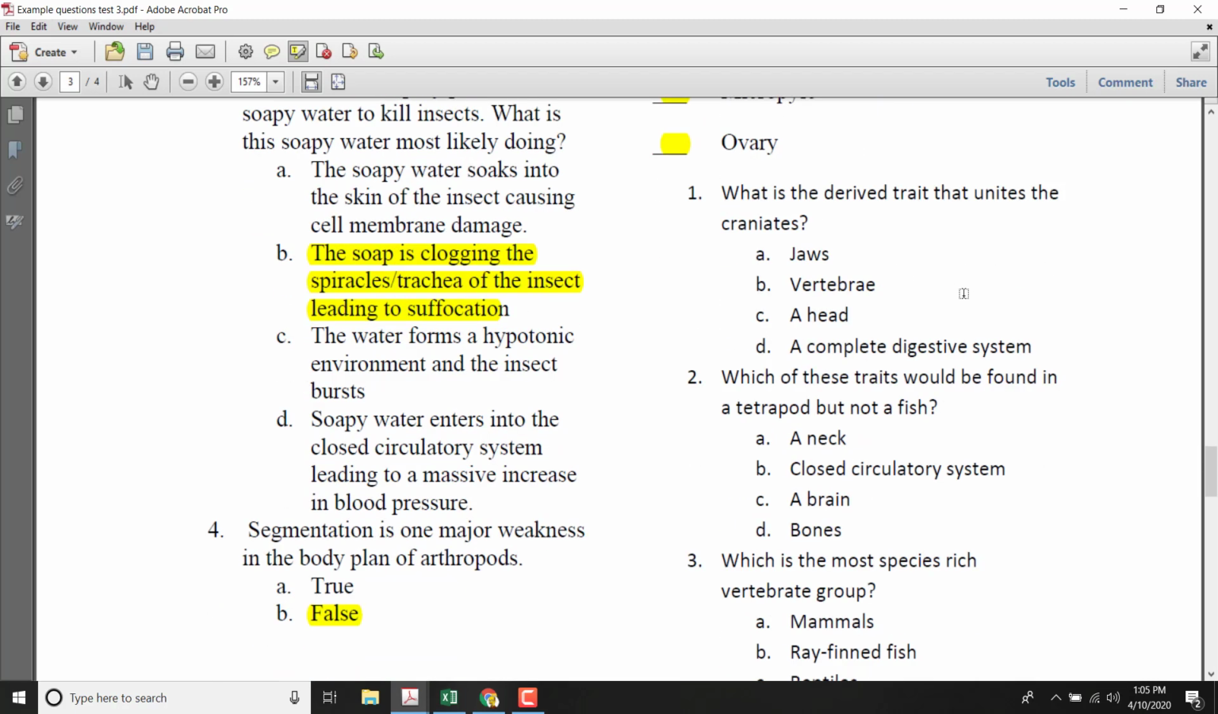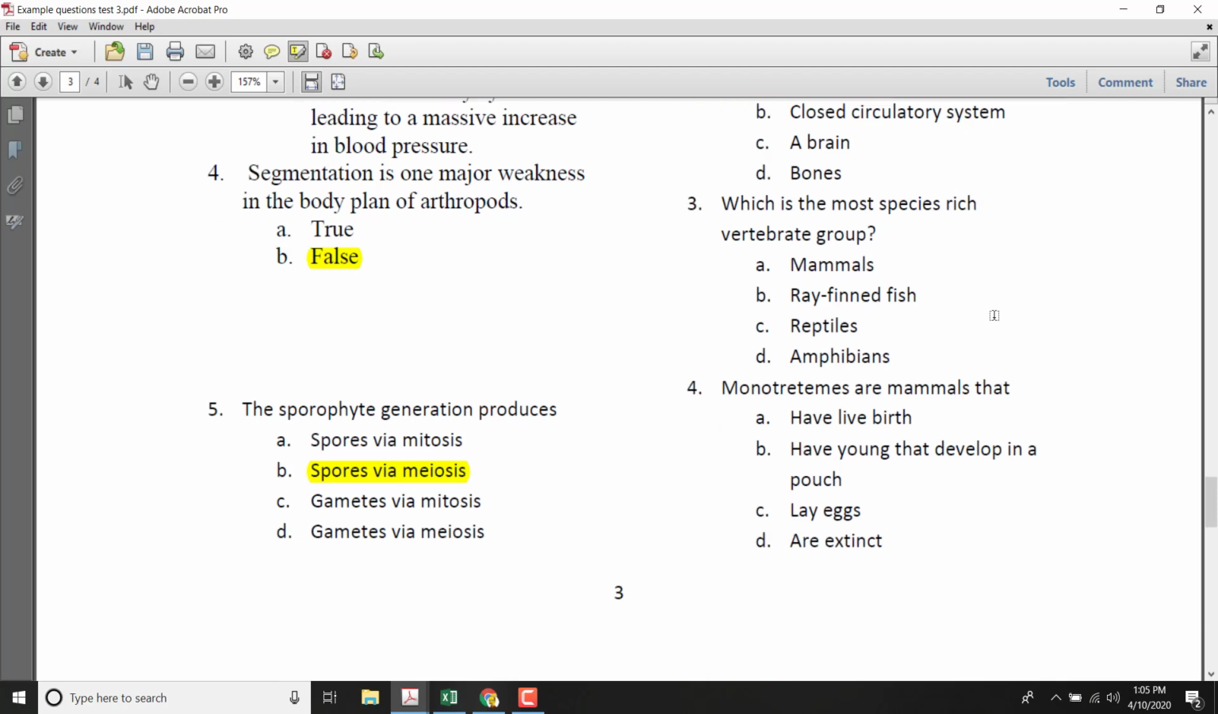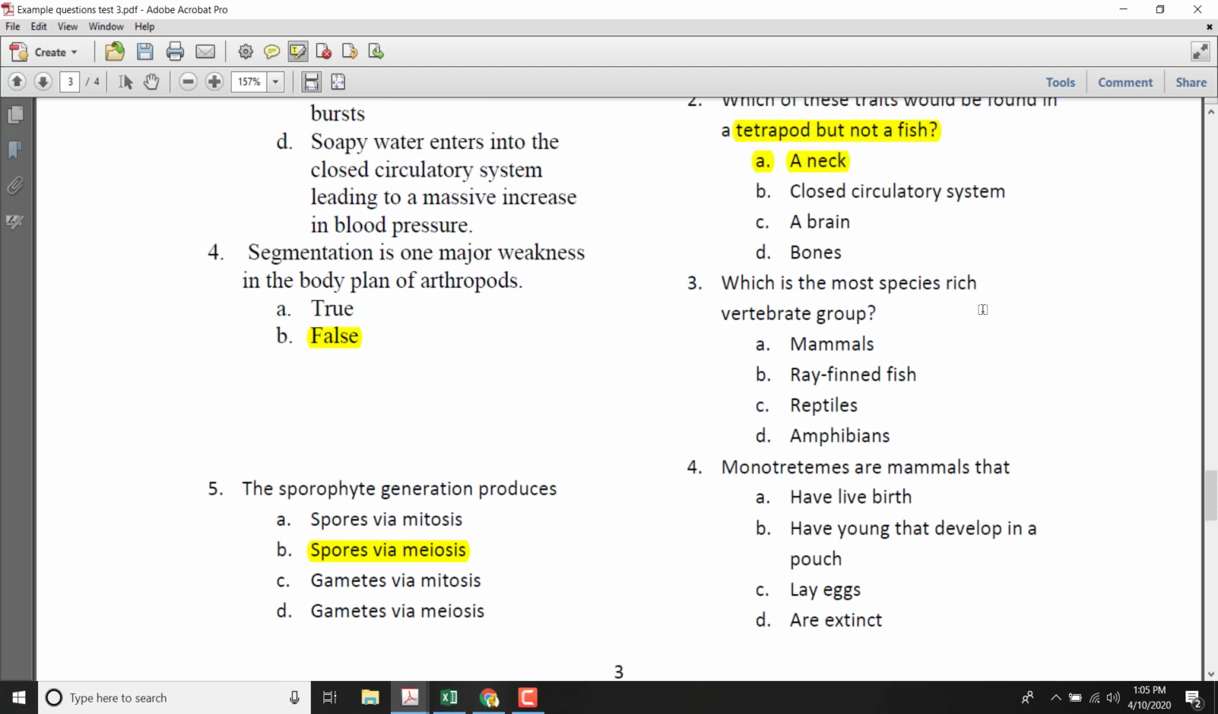What is the derived trait that unites the craniates? Cranium. That's a head. Which of these traits would be found in a tetrapod but not a fish? Let's look. A neck. Oops, a neck would not be found in a fish. So the first fossil we know of with a neck is Tiktaalik.